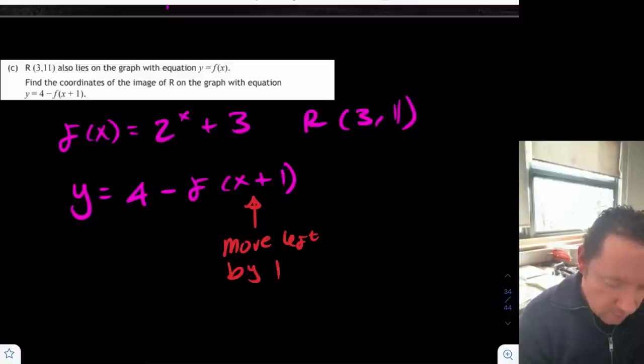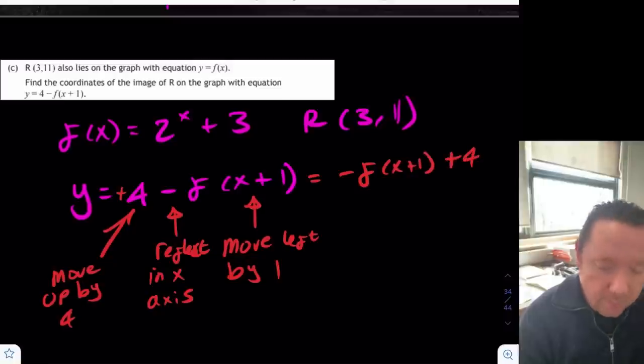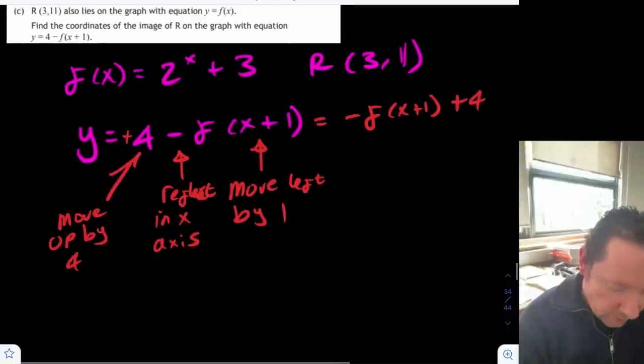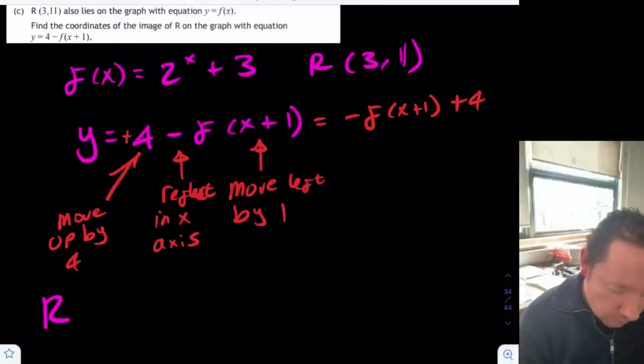Minus f of x means we reflect in the x-axis. And you can think of this 4, that's like plus 4, so move up by 4. If it helps, you can rewrite this as minus f of x plus 1, and then add the 4 in the end, and you might be able to see that better. So that means we've got our R, which was 3, 11.